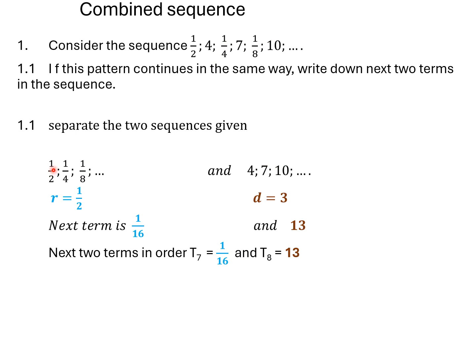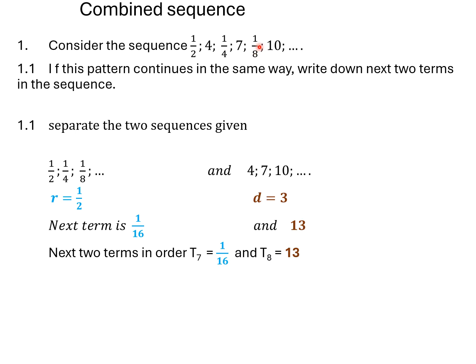There, if I look, 1 times 1 is 1, 2 times 2 is 4, 1 times 1 is 1, 4 times 2 gives me 8. So therefore my r value there is 1 over 2, or if you want to, term 2 divided by term 1 will give me half. Yeah, I've got 4 plus 3 gives me 7, 7 plus 3 gives me 10, so therefore my common difference is 3. So my next term here, 1 over 8 times a half would give me 1 over 16. My next term there, 10 plus 3 would then give me 13, alright?